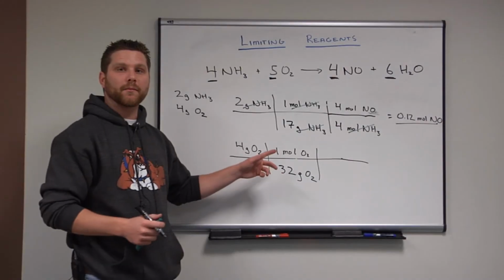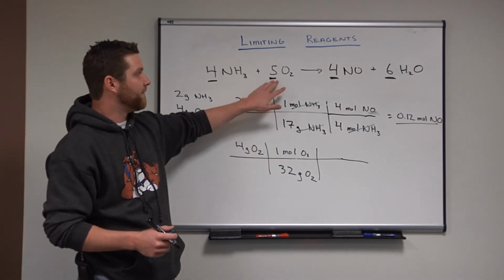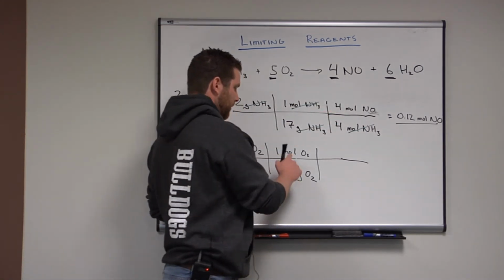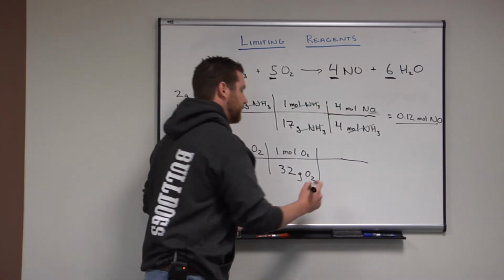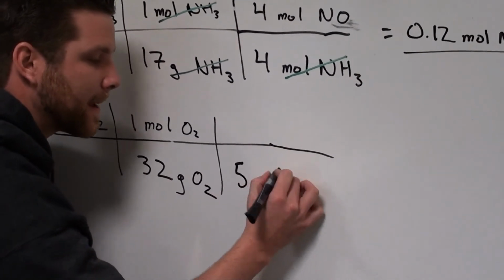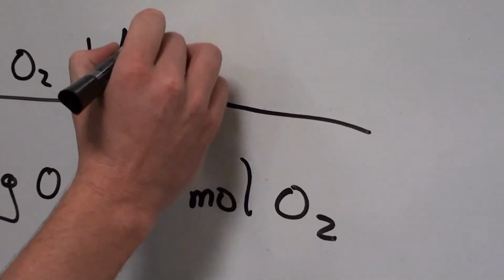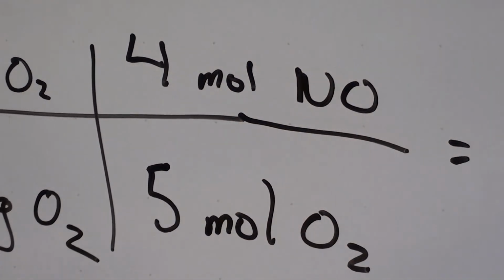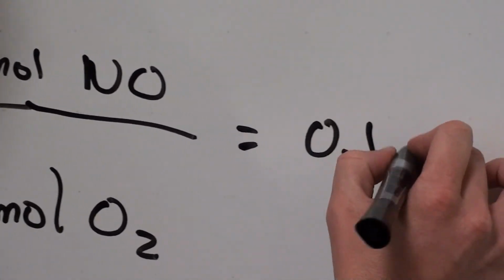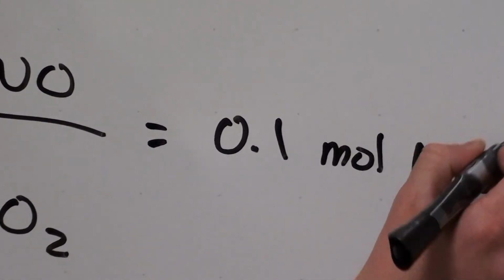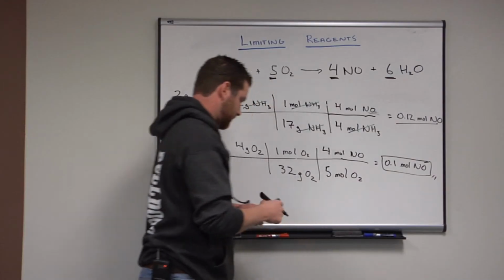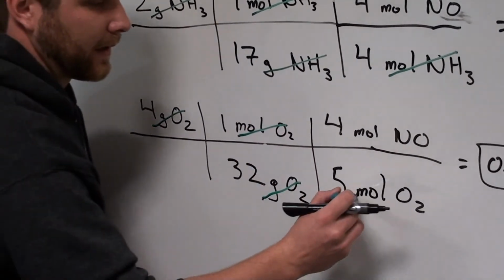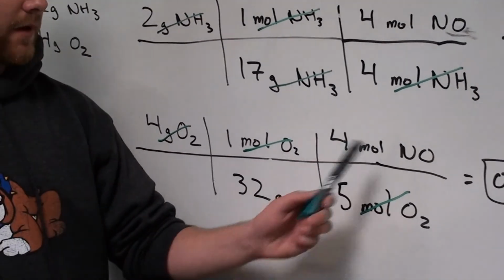And then again, I'm going to look at my ratio. So if I start out with 5 moles of oxygen, I should produce 4 moles of NO. So my moles of oxygen are on the top here, so this is going to go on bottom, and my moles of NO are going to go on the top. And this gives you 0.1 moles of NO. Just a quick unit check, make sure everything's in line. All my units are going to cancel. I'm left with my units of moles of NO.